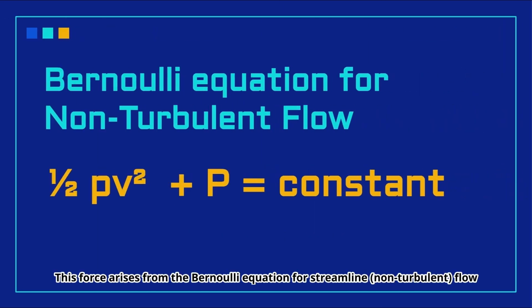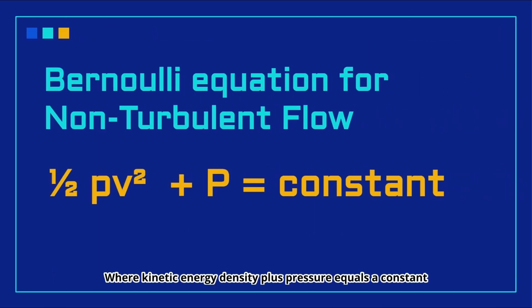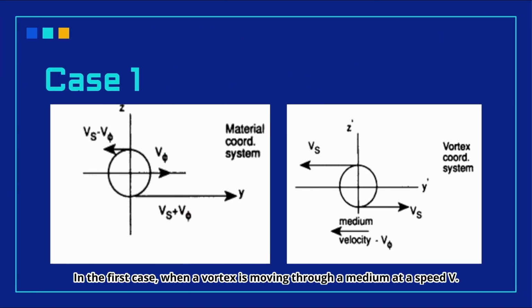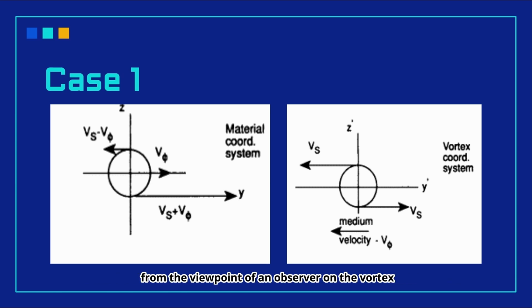This force arises from the Bernoulli equation for streamlined, non-turbulent flow, where kinetic energy density plus pressure equals a constant. The gravity term ρgh is negligible and hence omitted. Next, let's consider two cases. In the first case, when a vortex is moving through a medium at a speed v, from the viewpoint of an observer in the vortex, the medium will be moving at a speed -v instead.